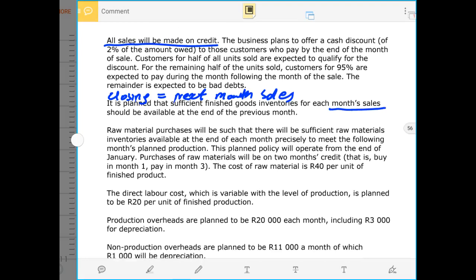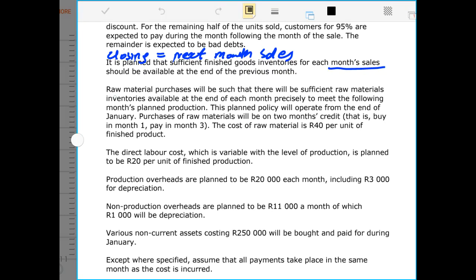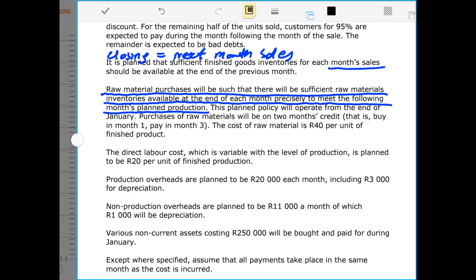Then after, they say now raw material, because we are done with the units that are finished in terms of the opening balance and the sales. Raw material purchases will be such that there will be sufficient raw material inventories available at the end of each month, precisely to meet the following month's planned production. So in other words, once again, they are saying in simple words that closing raw material should be equal to next month's production.